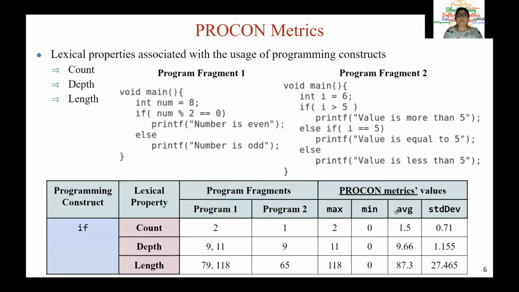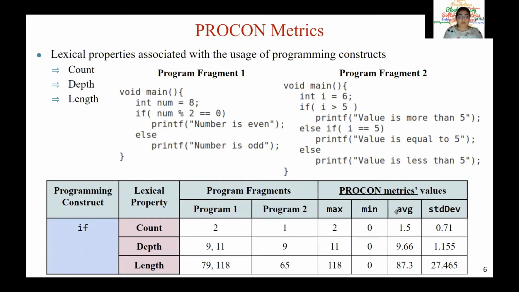So this is when we came up with PROCON metrics, which are programming construct metrics that measure the lexical properties associated with programming constructs at count, depth, and length level. For example, if I take the if programming construct, then what is the count of if in the programming fragment that I'm considering? How many times does the if occur?